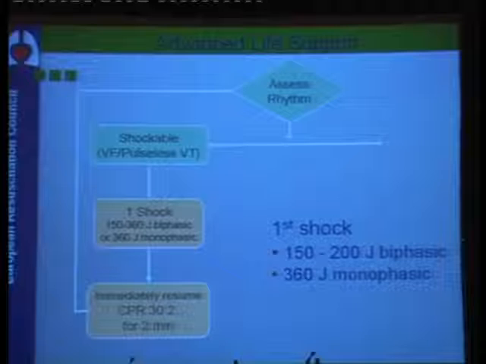In this day and age, whichever machine you have, you turn it to its maximum, look out for the safety, and give 1 shock, and immediately restart chest compression for another 2 minutes without knowing or being interested in what is the rhythm, because perfusion will never be up to the mark.